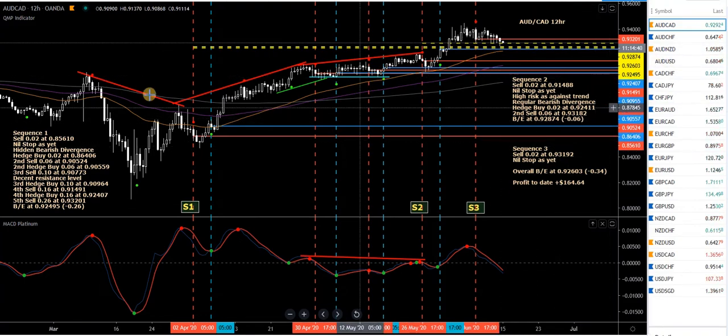This is my 12-hour watch list on the right here. Any pair that's highlighted in orange is a pair I'm going to discuss in this video. If it's in blue, it means I've got trades on. No highlight, no trade. So we'll start with the AusCAD.